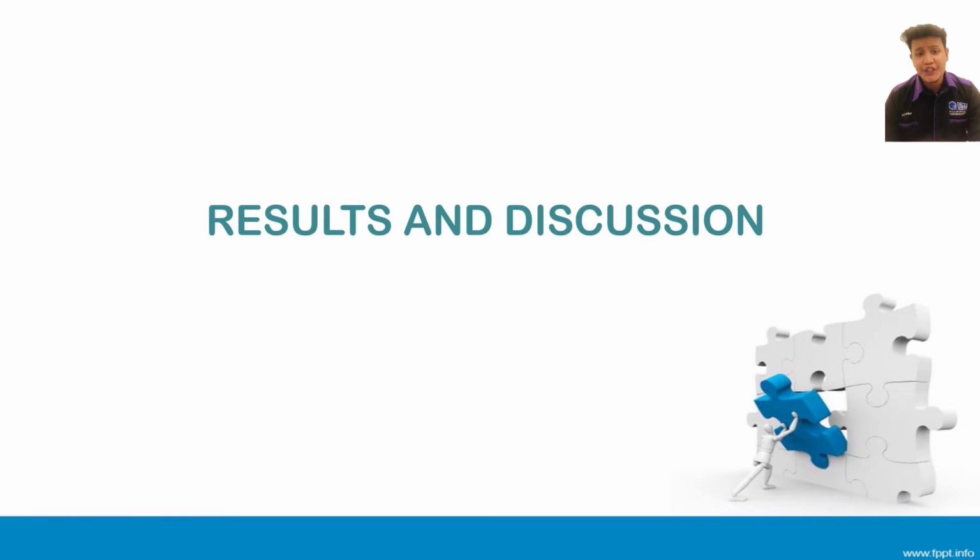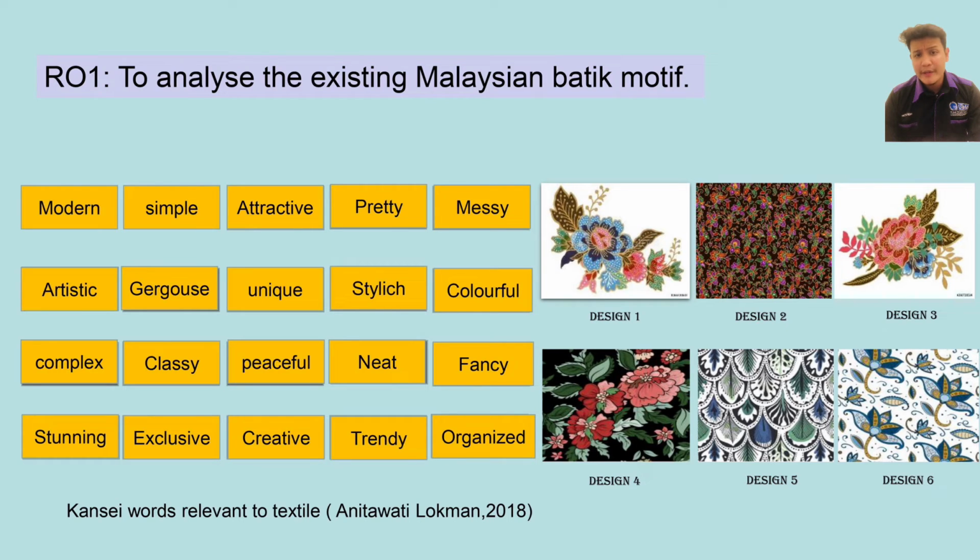Result and discussion. Based on the research paper by Aniwati Lokman 2018, these are some Kansei words relevant to textiles that are used in the research. There are a total of 20 Kansei words. Okay, these are the existing national Batik motifs in Malaysia that are used in this research.